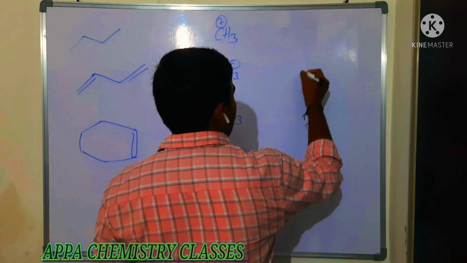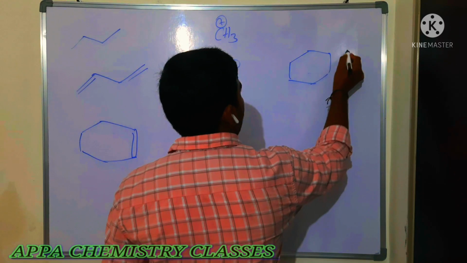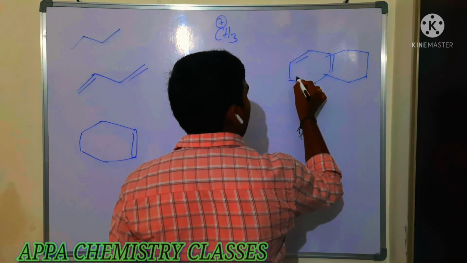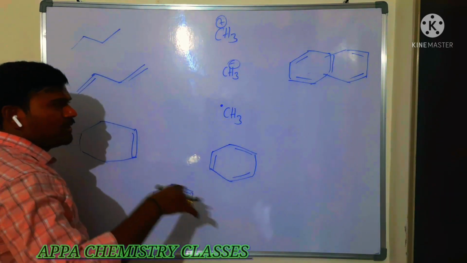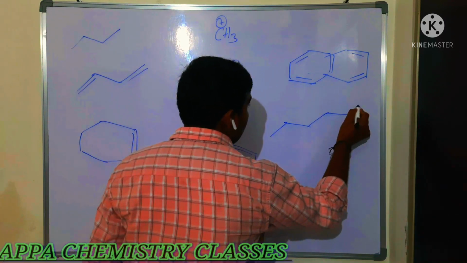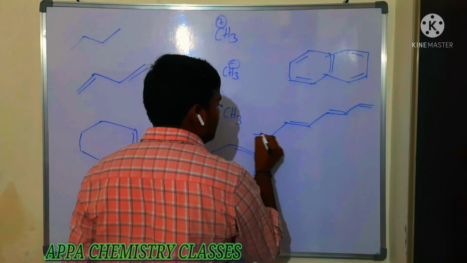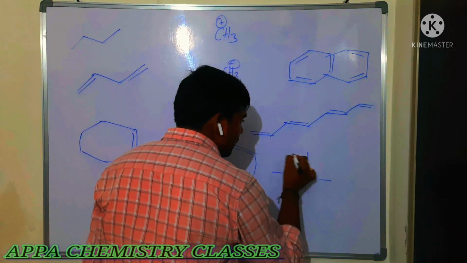Now I am going to take one more example, that is naphthalene. Like that, so many examples you can take. I am going to write the steps. I am going to write the swastik symbol.